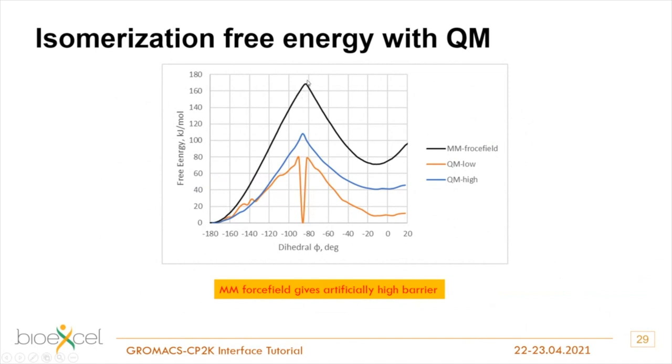So here are all three approaches on one slide. The black one is the MM force field, the orange one is the one with very low sampling, and the blue one is QM with high sampling. You should always check whether your profile has converged if you're doing umbrella sampling. How it's usually done: you do, for example, a 10 picosecond simulation, then extend it by another 5 picoseconds and check if your profile changes. You only stop simulating after your profile stays in place and isn't changing when you increase your trajectory further.